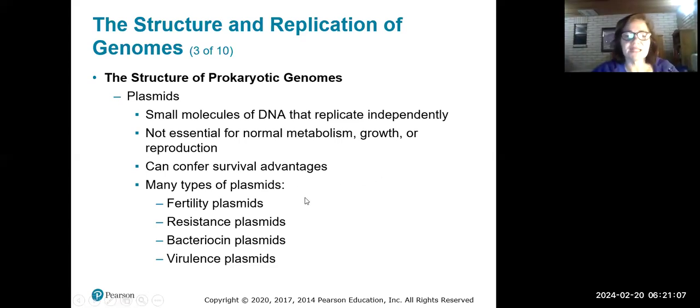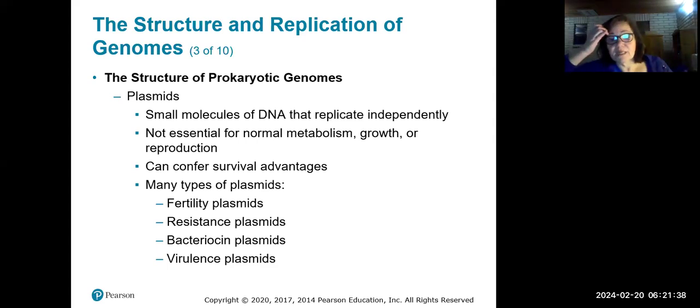So fertility plasmids help the cell make more copies of those plasmids. Resistance plasmids, why they have these different names depend on the genes that are located on these little extra rings of DNA. So if that plasmid is carrying a gene that provides some sort of resistance, like for example, to an antibiotic or to a metal like mercury, that plasmid would be referred to as a resistance plasmid.